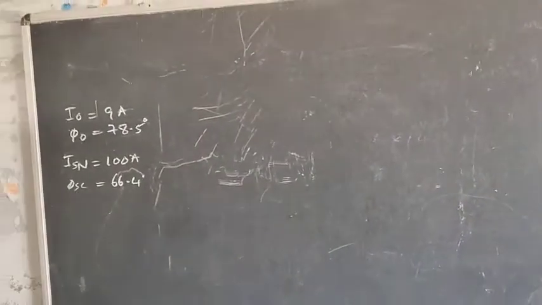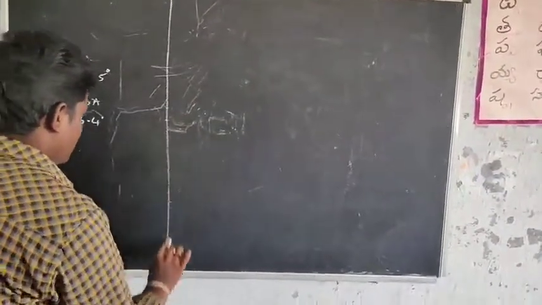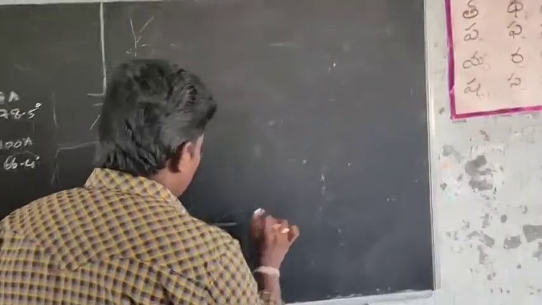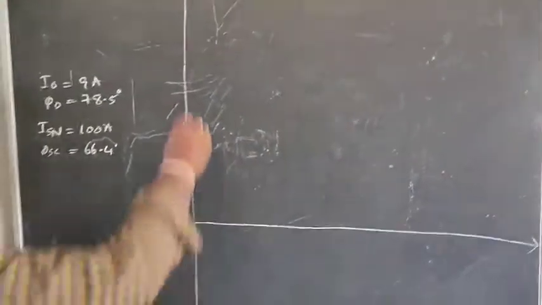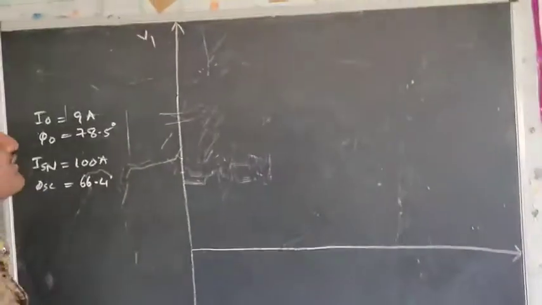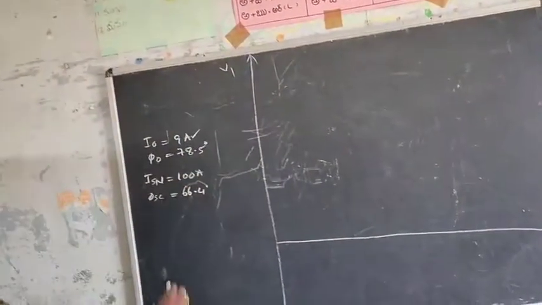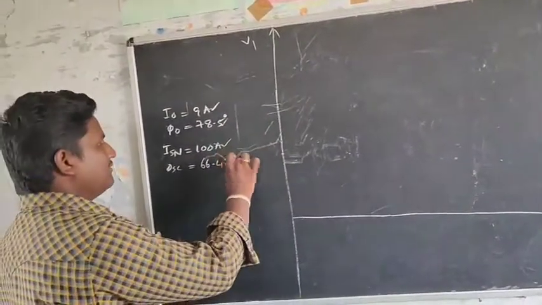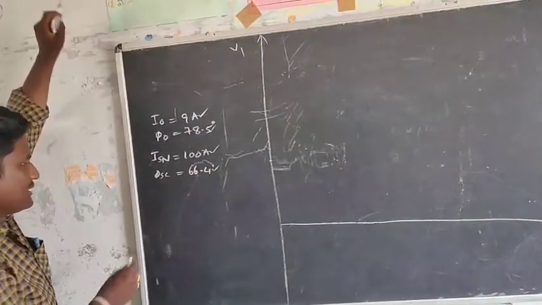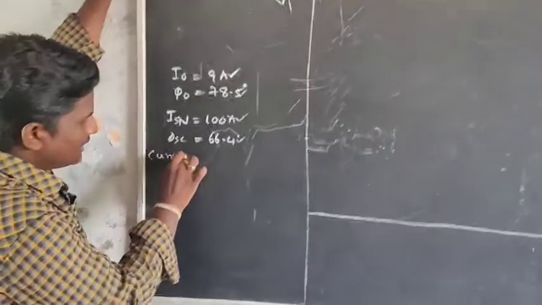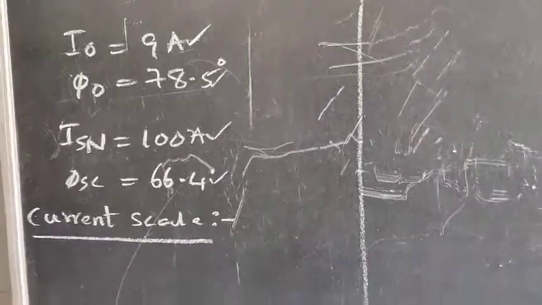So this is our graph sheet. Take V1 as the reference voltage. What do we draw? I0 and Isn with an angle. These values will give large lengths, so that's why we take a scale. This is related to current, so I am taking a current scale.